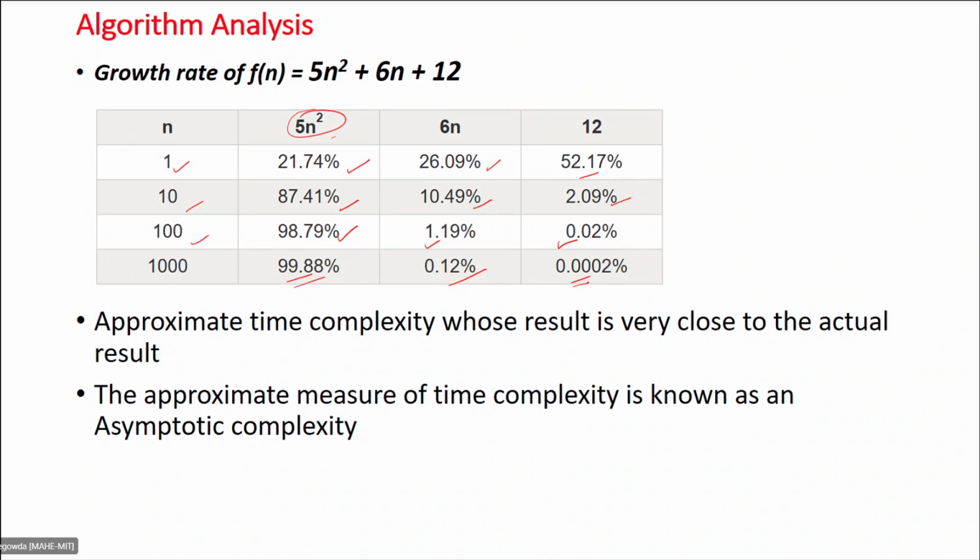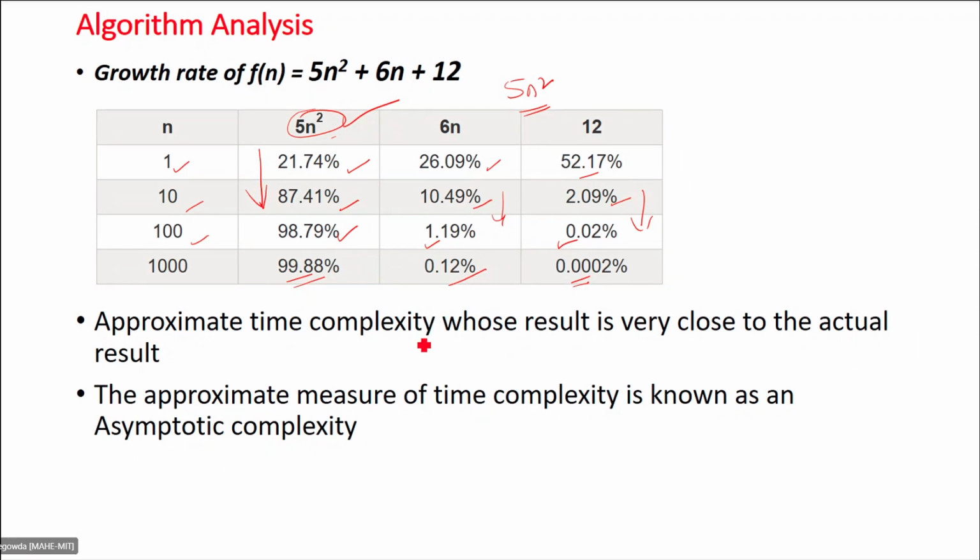So as we can observe in the table, as the value of n increases, the running time share of the 5n square increases, while the running time share of 6n and 12 decreases. You can see here the runtime keeps increasing for this term, and for these terms it keeps decreasing as the n value increases.